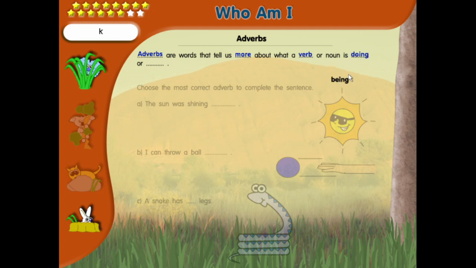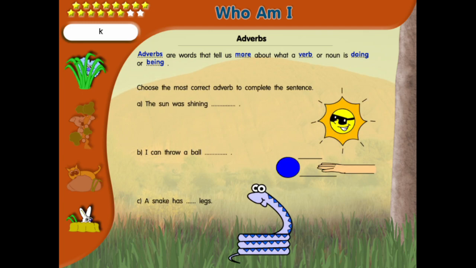Doing. Being. Adverbs are words that tell us more about what a verb or noun is doing or being. Choose the most correct adverb to complete the sentence. Brightly. The sun was shining brightly. Quickly. I can throw a ball quickly.